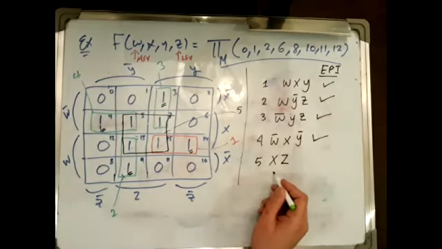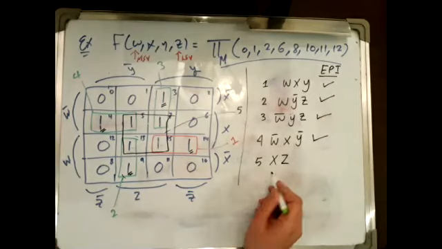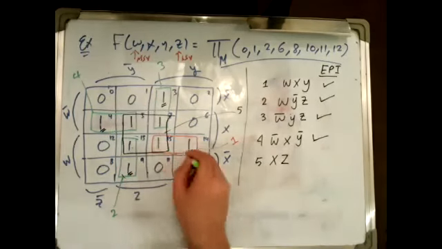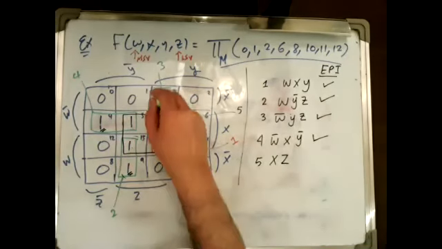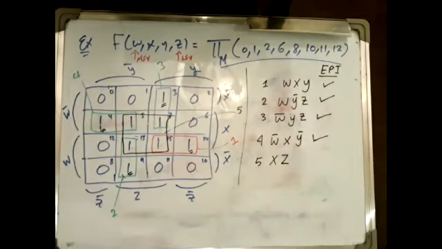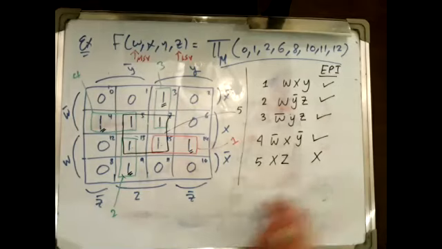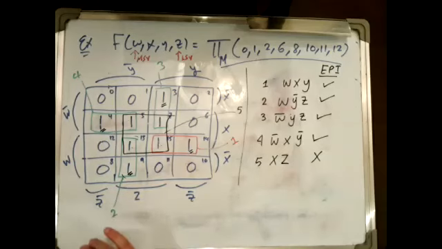How about number 5? Is number 5 essential? No, it is not essential. It's not essential because it contains this one, this one, this one, and this one, which are already covered in 1, 2, 3, and 4, right? So this one is not an essential prime implicant, which means we don't need to include it in our expression, because if we include all the essential prime implicants, we will cover all the ones of this function. So what is the logic expression for this function?